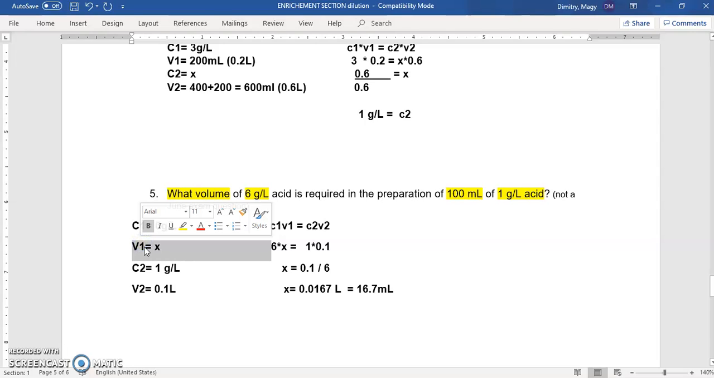Okay. So once you've established that, once again, use the formula C1 times V1 equals C2 times V2. And I'm going to add my information. 6 times X equals 1 times 0.1. And then you solve for X, divide by 6. And you end up with 0.0167 liters or 16.7 milliliters.